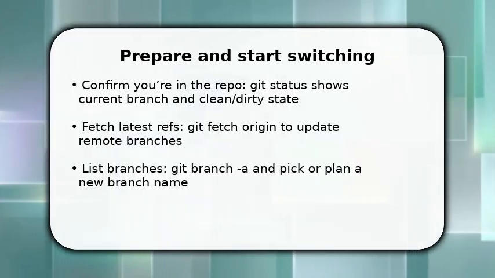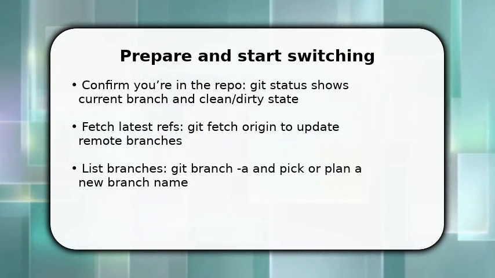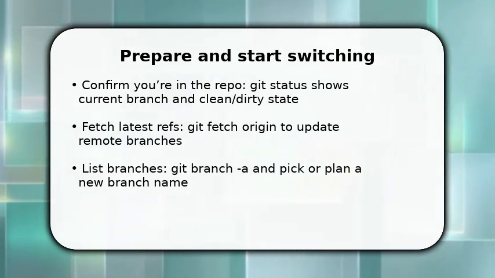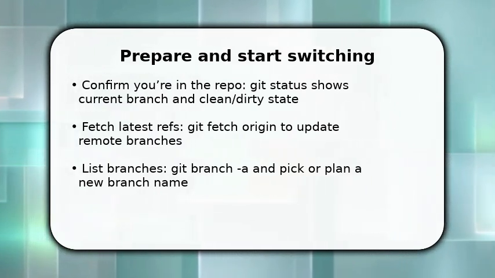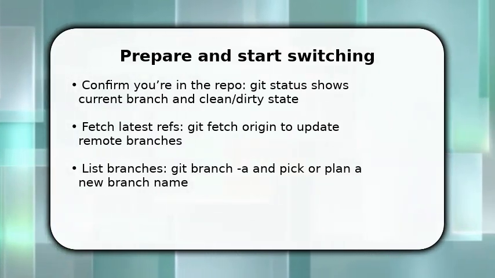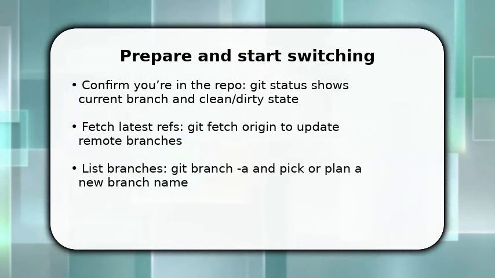You begin by confirming you're inside the repository and noting whether you have uncommitted work. Once done, fetch origin so your local view of remote branches is current. Then list branches to decide which branch to switch to or whether to create one.